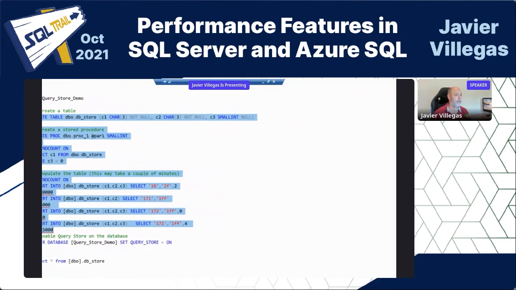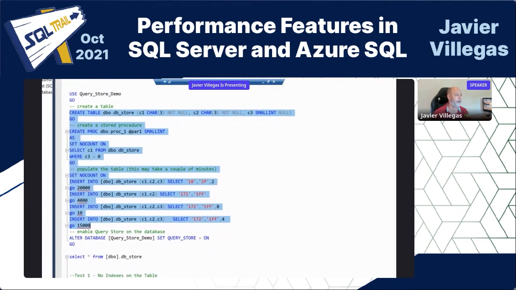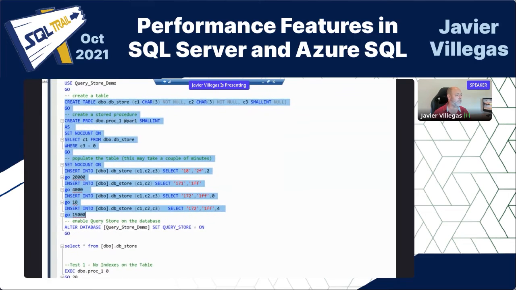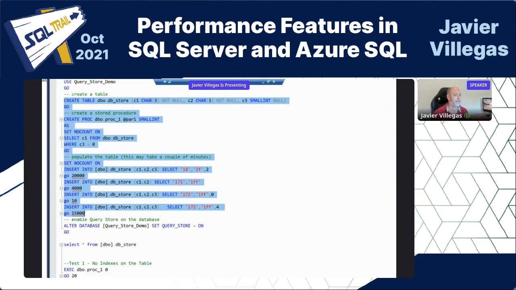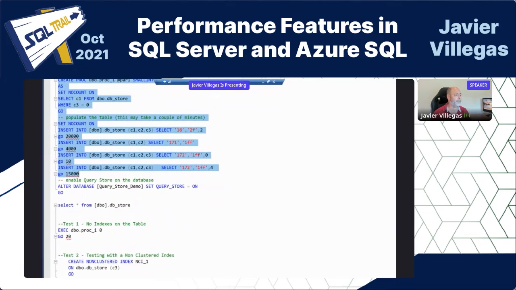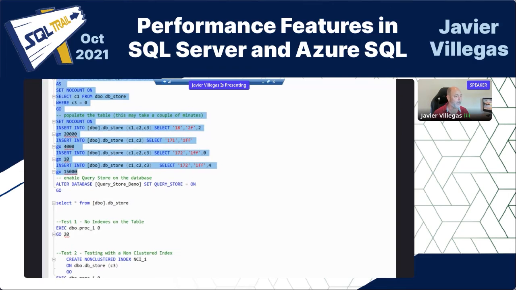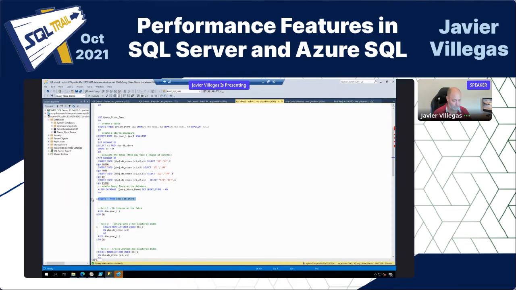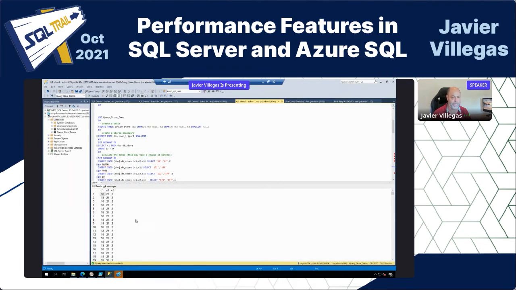Then I created a table with three columns, C1, C2, and C3. Then I created a stored procedure, which is basically doing a select on that table based on a parameter, and then I inserted a bunch of random data into my table. The next step will be to enable Query Store. Before doing that, I'm just going to do a select of my table, so you see what I have here.